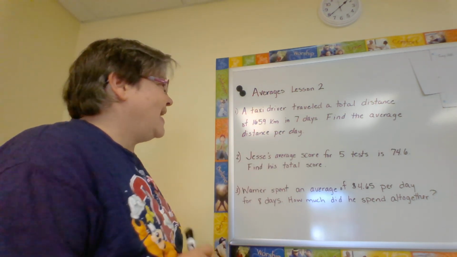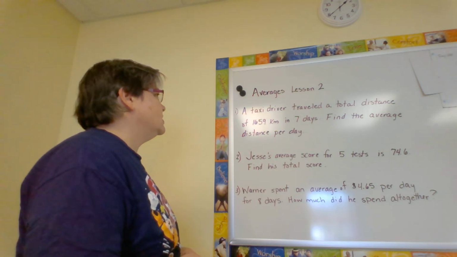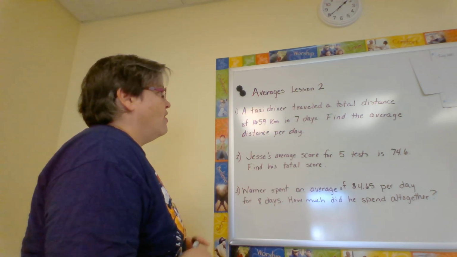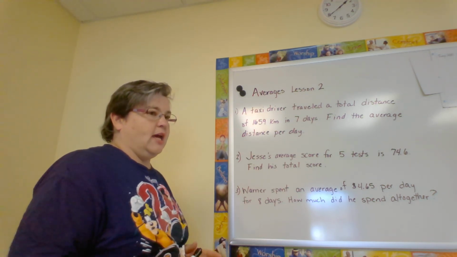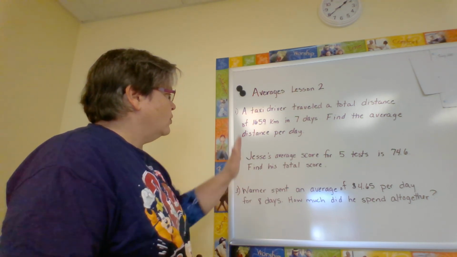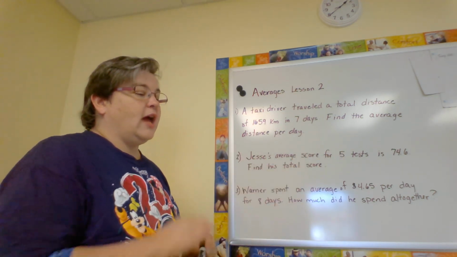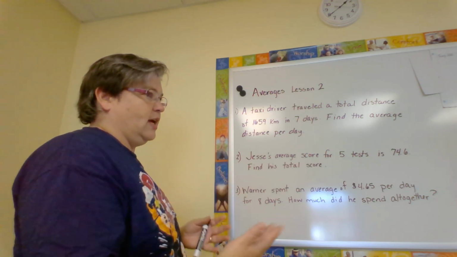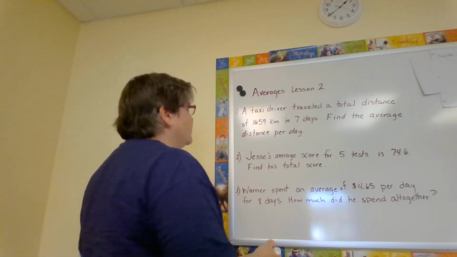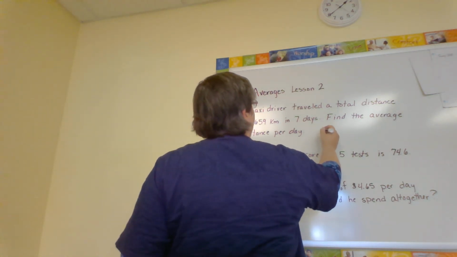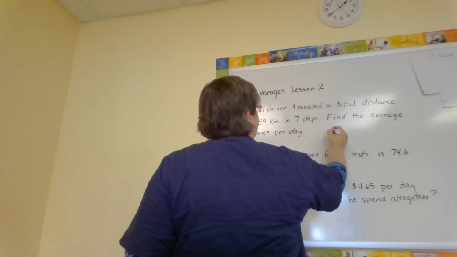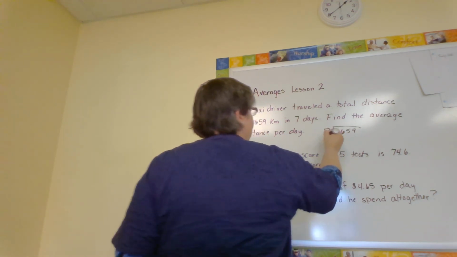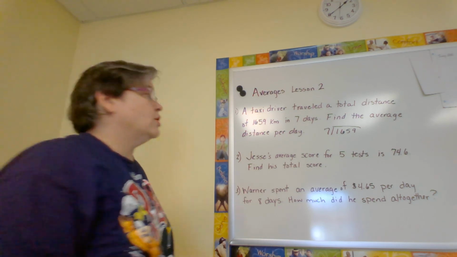So number 1, a taxi driver traveled a total distance of 1,659 kilometers in 7 days. Find the average distance per day. So we don't know how much he drove every single day exactly, but we know that he did an average every day. And how do we find that? To find the average, you have to divide. So you're going to divide 1659 by 7 to get your average.